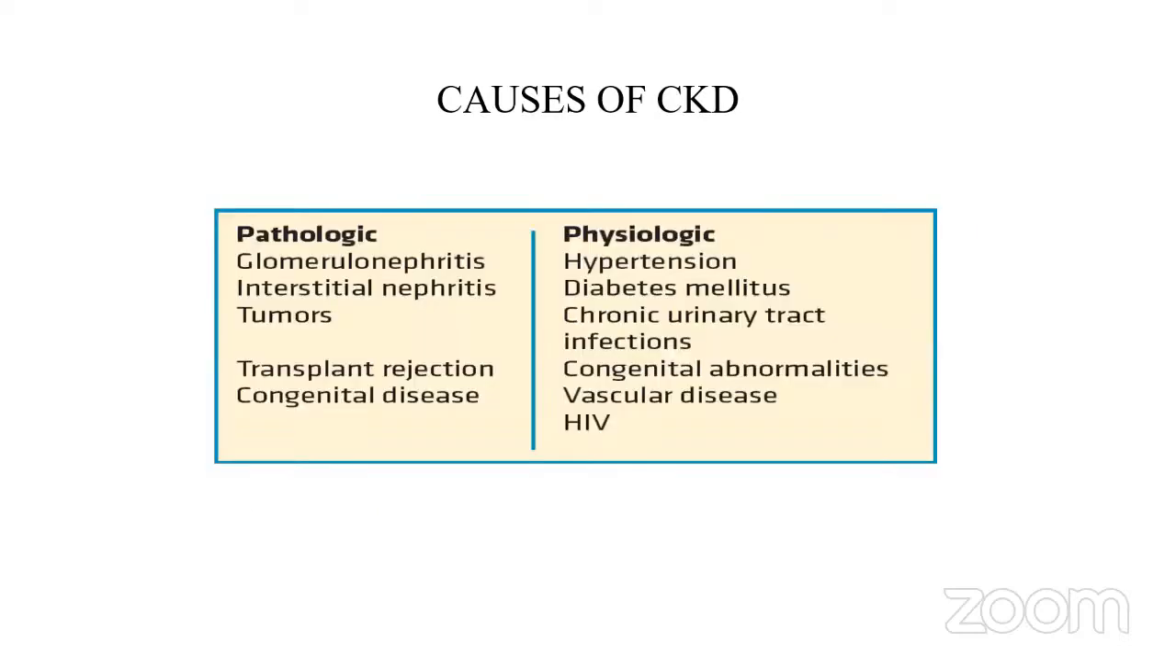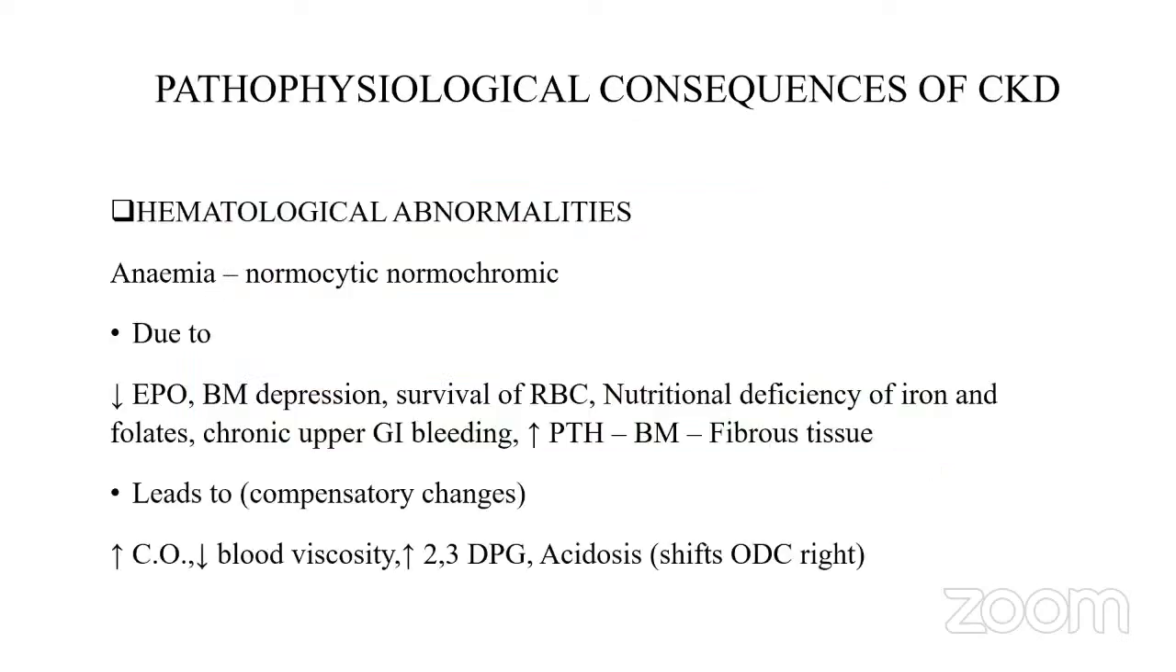Causes of CKD: pathological causes and physiological causes. Pathological causes are glomerulonephritis, interstitial nephritis, tumors, transplant rejection, and congenital disease of the kidney. Physiological causes are hypertension, diabetes, chronic urinary tract infections, congenital abnormalities, vascular disease, and hypertension. Hypertension and diabetes are the most common causes of CKD nowadays. And now the physiological consequences of CKD, hematological abnormalities.